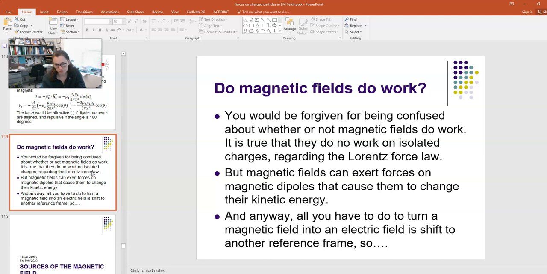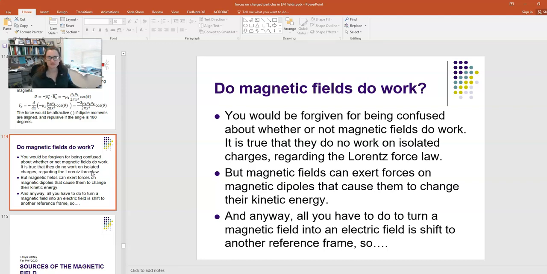Now it's true that according to the Lorentz force law, F is equal to qv cross B, that force does no work on isolated charges. But as we've just seen, okay, there can be an attractive or repulsive force from magnetic dipoles working on one another, okay? If you bring a magnet close to another magnet, then that will cause one magnet, if it's free to move, to slide and be attracted or be repulsed and push away. That does change the kinetic energy.